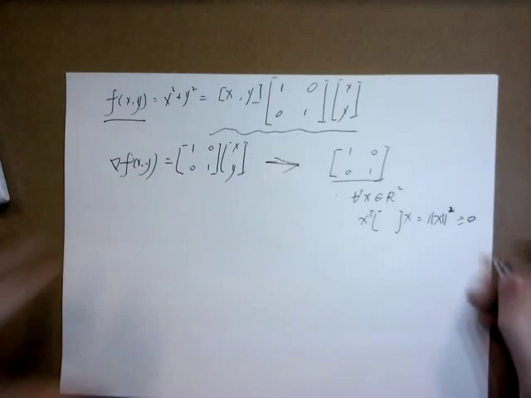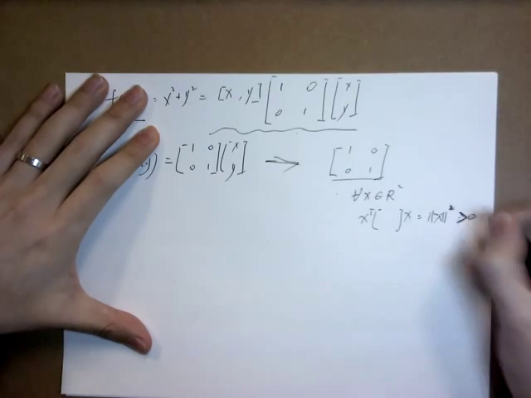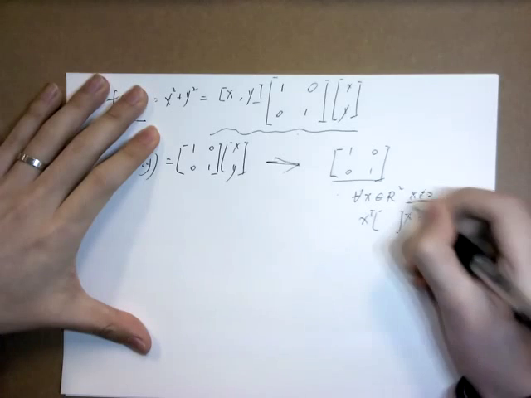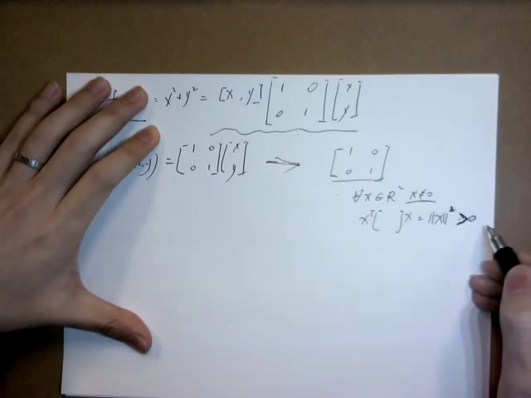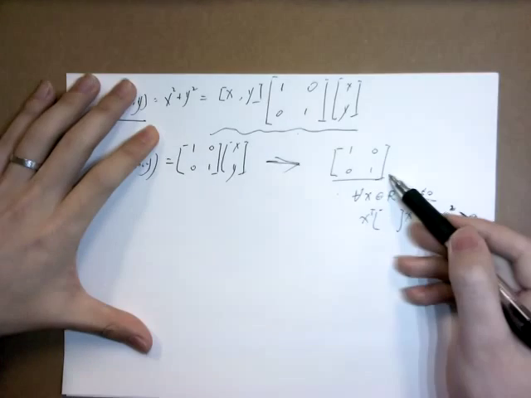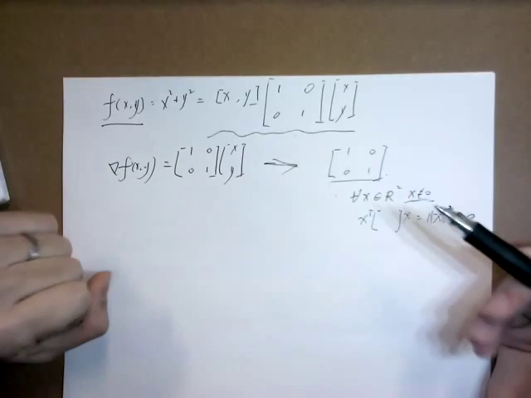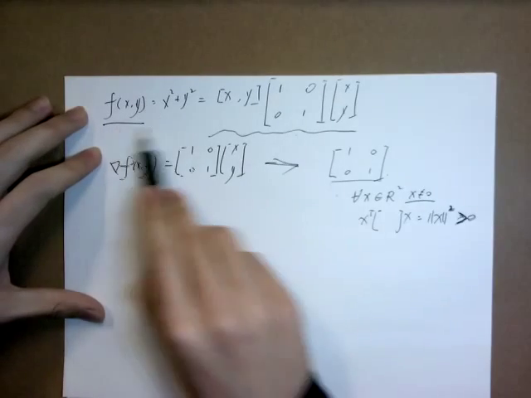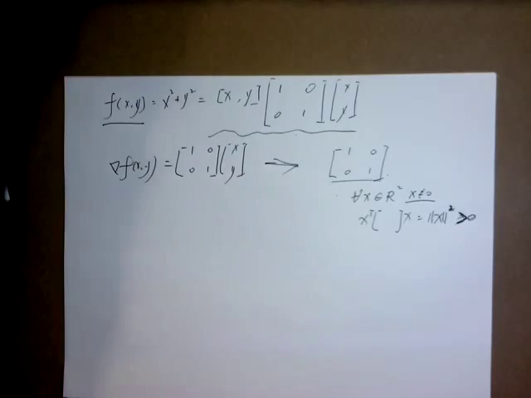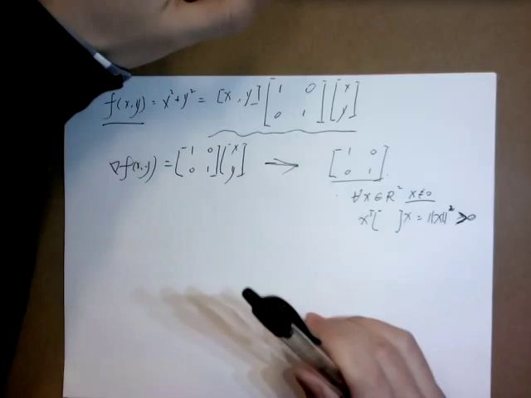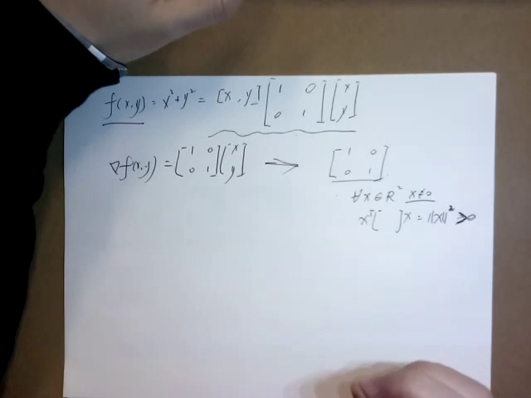So here, for any non-zero x belonging to R2, this is guaranteed to be larger than zero, which means the identity matrix is a positive definite matrix. And that's why we call this function convex. Because it is convex, we know its minimum point: x equals 0, y equals 0 is its minimum point.